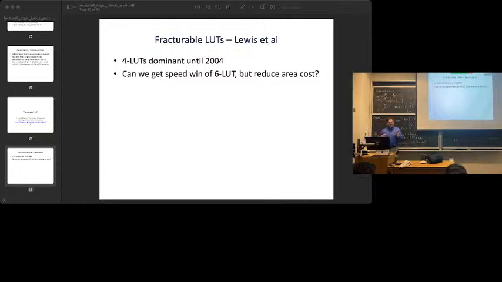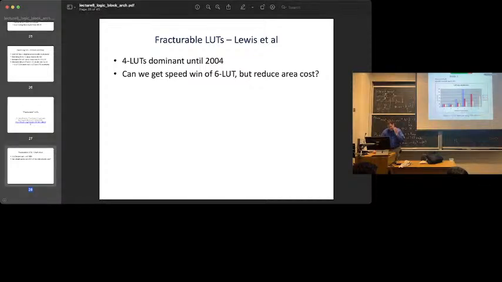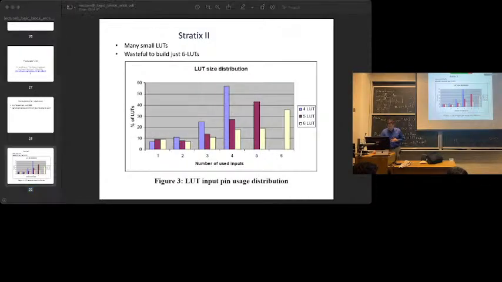But other studies had also shown, like the study I just showed you, which was done around the same time as Stratix 2, that it was known at this point that 4 LUTs were the most area efficient, and 6 LUTs were the fastest. So one of the goals of the Stratix 2 architecture was, could we have the best of both worlds? Could we get the speed of a 6 LUT architecture but reduce its area costs so we didn't pay any penalty for that? This is some data from Quartus that was motivation for that.